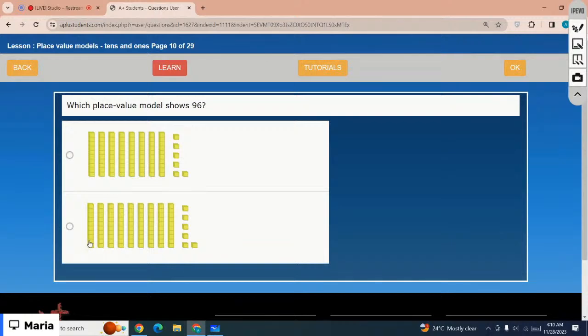Let me count the tens here. 1, 2, 3, 4, 5, 6, 7, 8, 9. Yes, option number 2 is the correct option. That is 96, right?